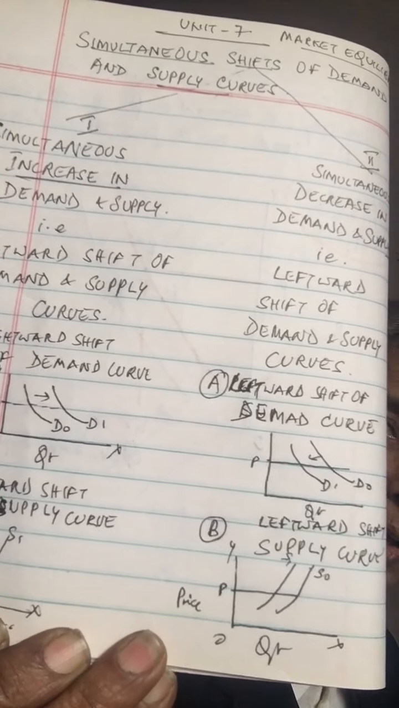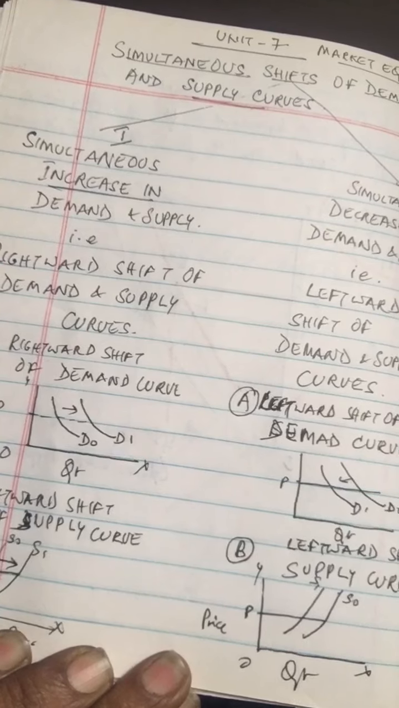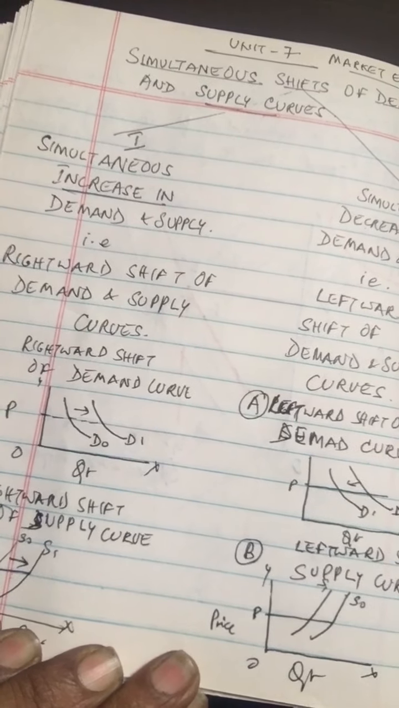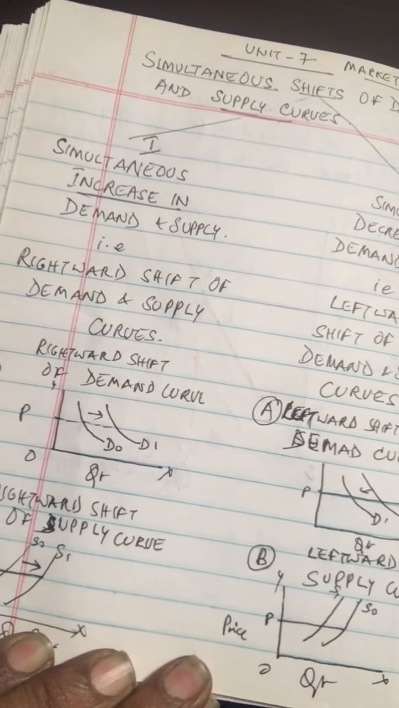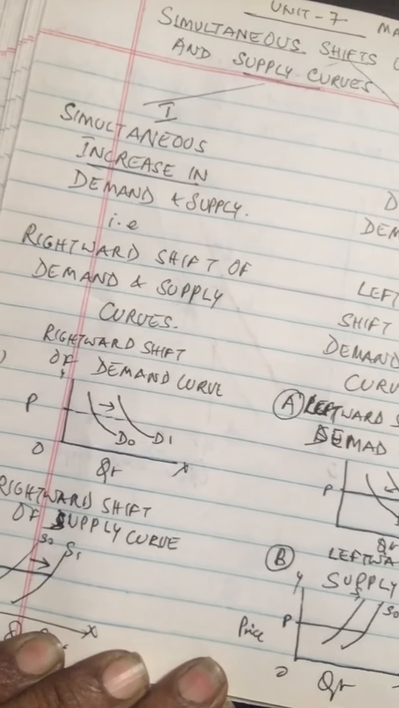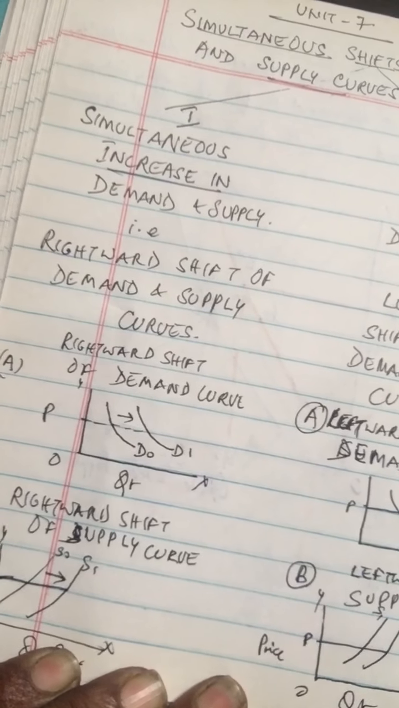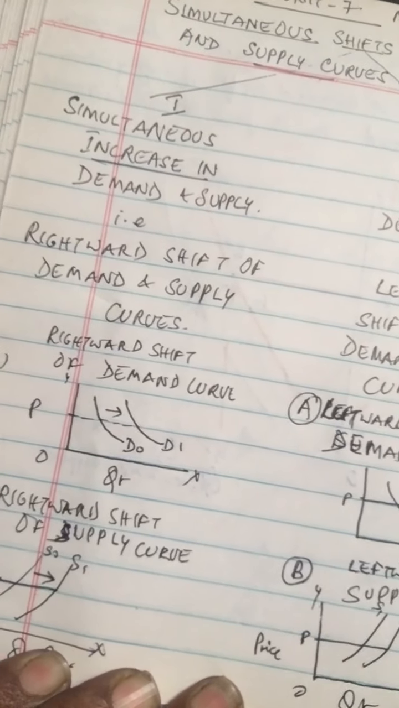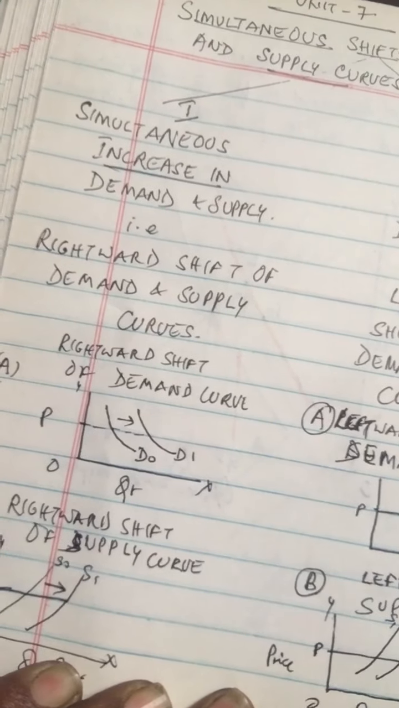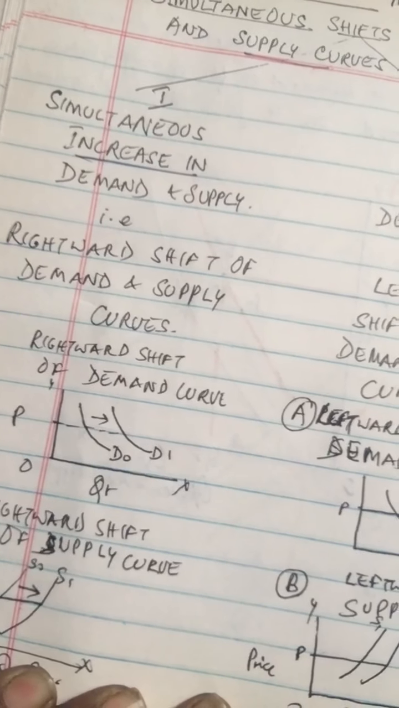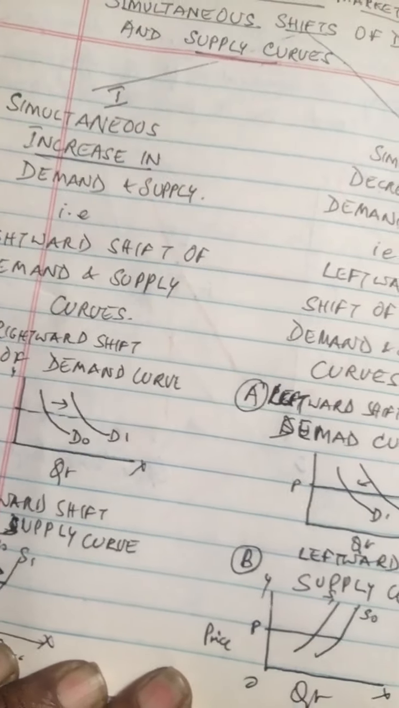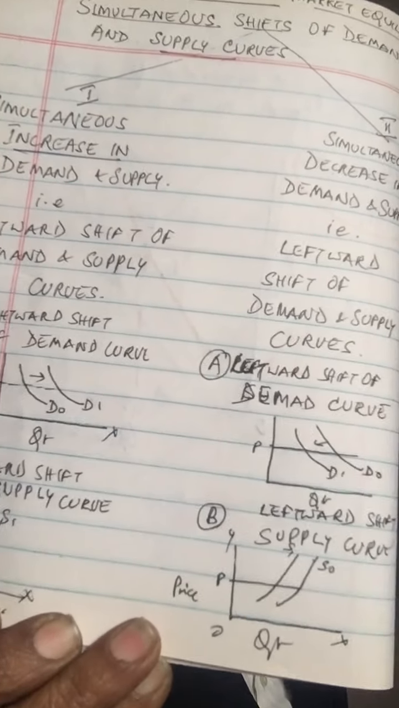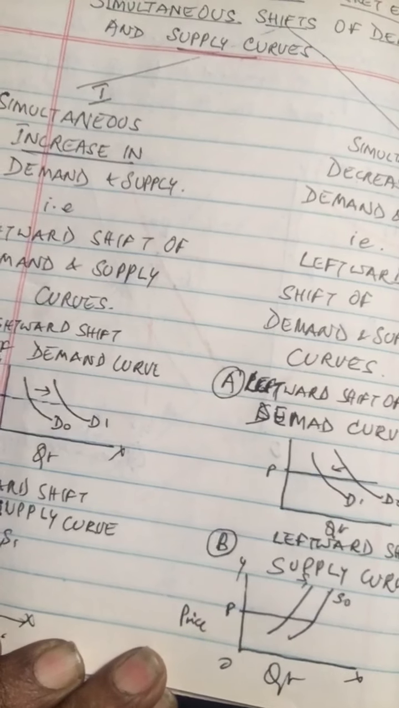So in this, when we are talking about simultaneous change, one will be increase in demand and increase in supply. So that's what we will do here. That means we are going to talk about simultaneous increase in demand and supply curves. And in the next class, maybe I'll just tell you about the simultaneous decrease in demand and supply curves. And when we do this, you will notice that there can be that the increase in demand will be equal to increase in supply.